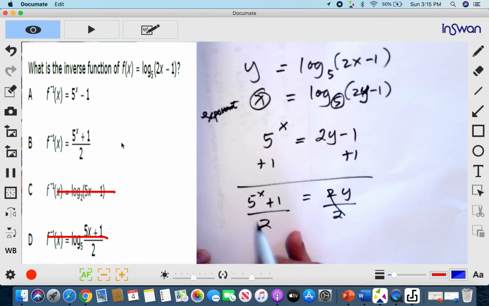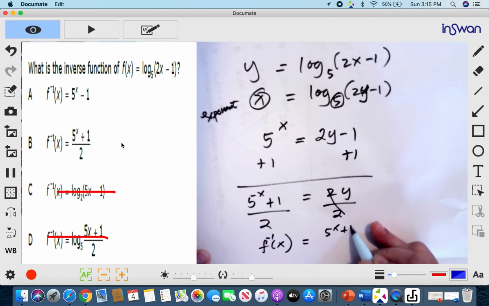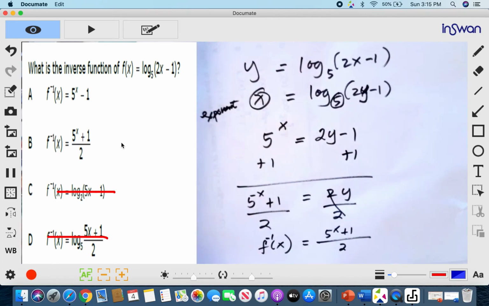So y is equal to 5 raised to x plus 1 all over 2, or we can change this into the f of x form, or f inverse of x form, is equal to 5 raised to x plus 1 all over 2. And in our case, our answer is letter B.